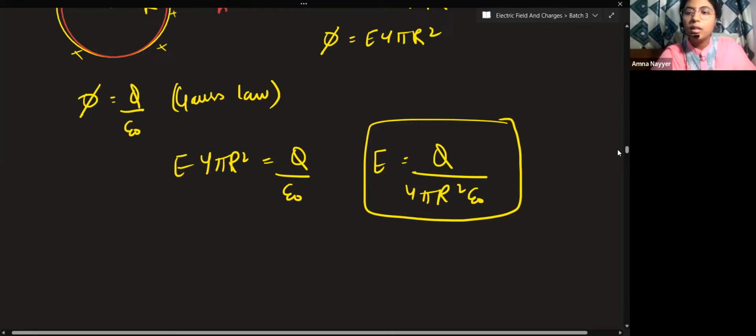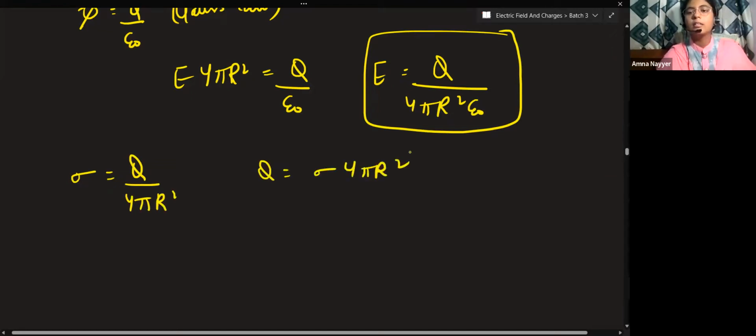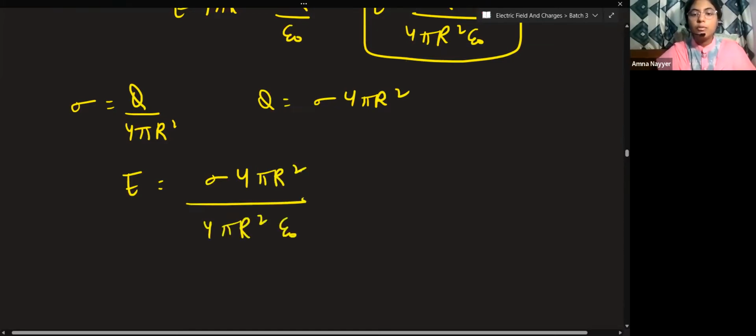Now, if you write the surface charge density, it will be Q by A, that is the surface area. Q will be equal to sigma 4 pi r square. Put it in and see what answer you're getting. E will be equal to sigma 4 pi capital R square divided by 4 pi capital R square epsilon naught. 4 pi R square cancels 4 pi R square, and you get sigma by epsilon naught.